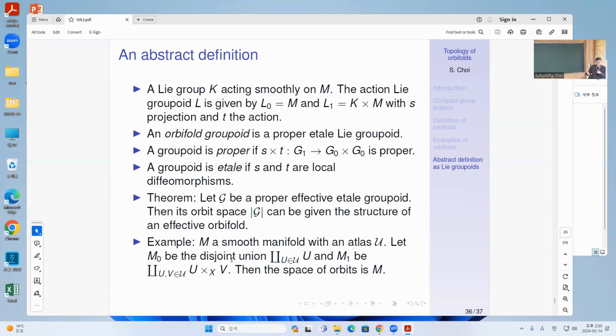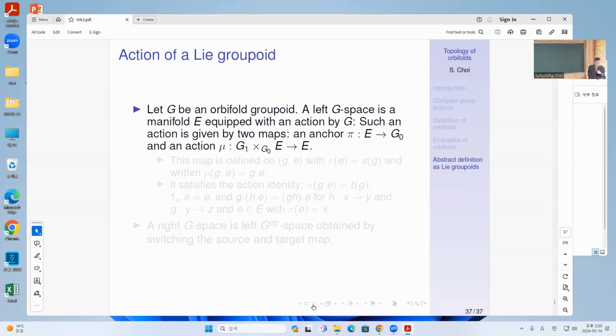So I guess this is a convenient way to characterize an orbifold in terms of a groupoid, because then you can use lots of tools in the groupoid, like computing the fundamental group and so on, and the higher homotopy groups and so on. But of course, groupoids are much more versatile objects than the orbifolds.